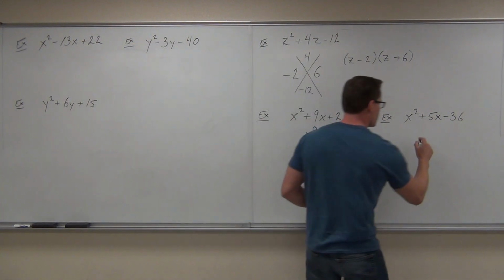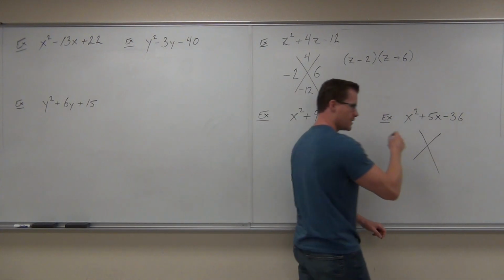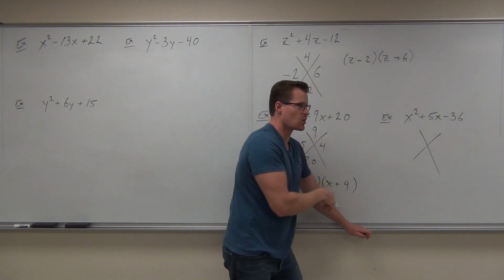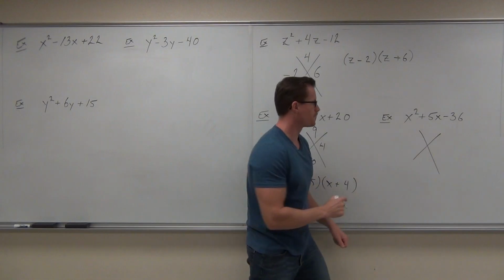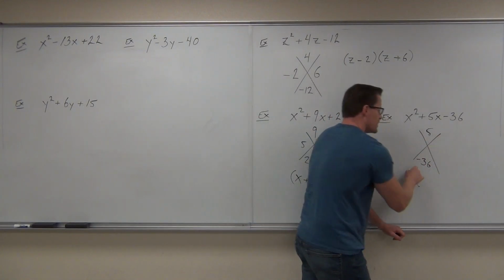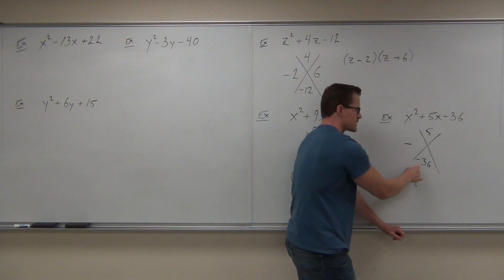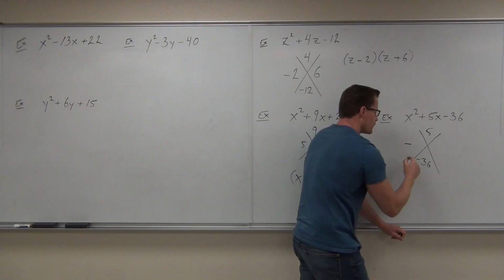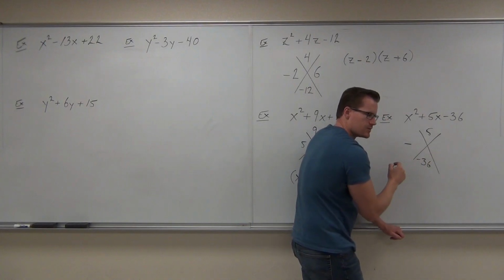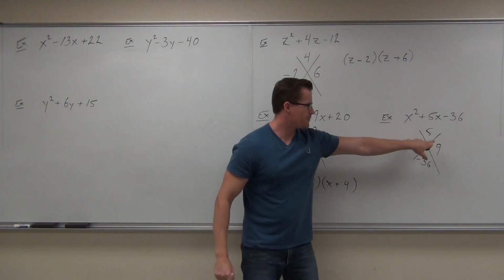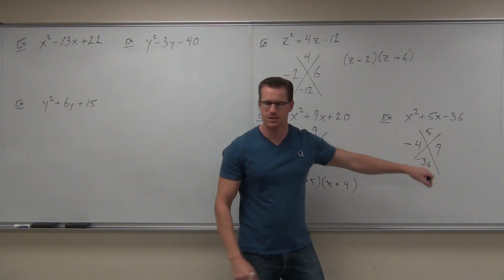Now, sometimes it might be a little difficult to find the numbers, but that's the idea. So I think you've mastered the idea, now it's just kind of working with it. What number goes here? 5. How about on the bottom, what goes there? Negative 36. That means different signs. That's a negative, different signs. Bigger one's positive, so I'm looking at 9 and 4. Is it negative 9 or positive 9? Positive. And negative 4. That adds to 5. That multiplies to negative 36.